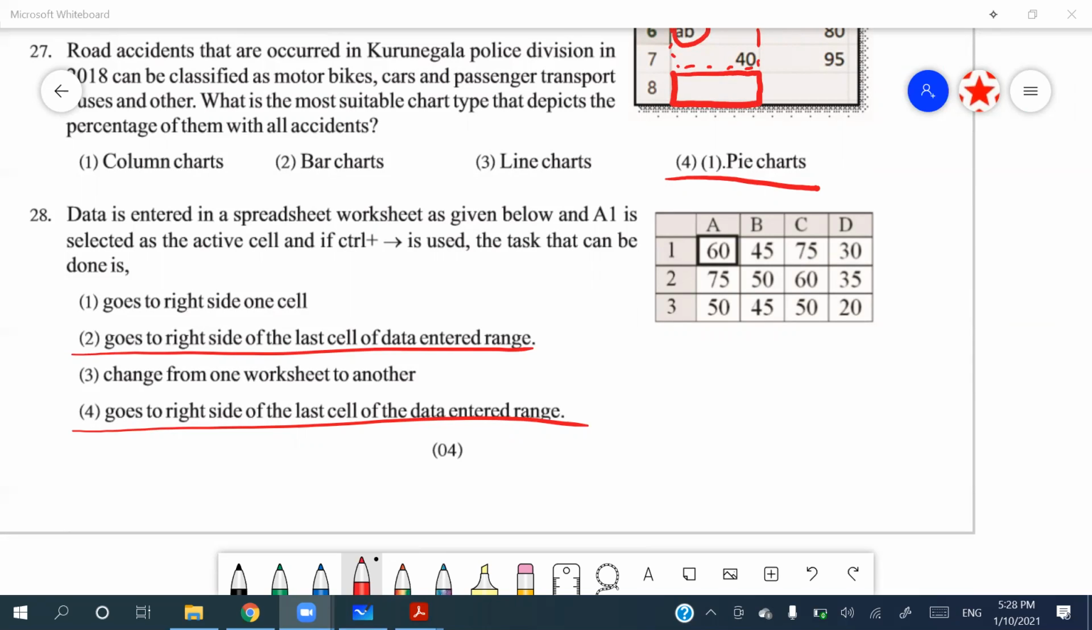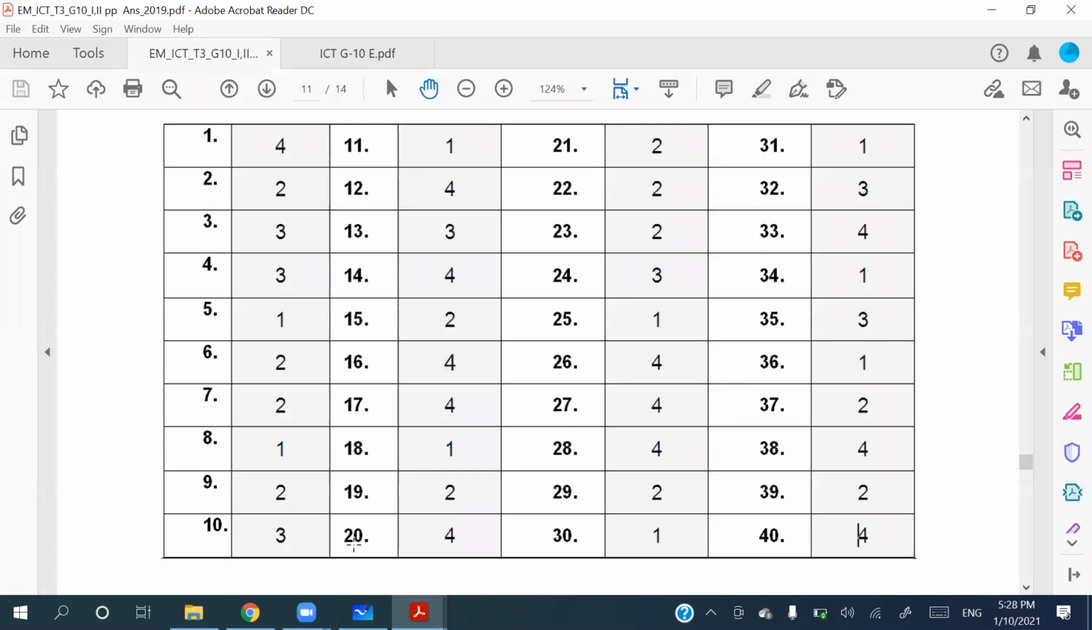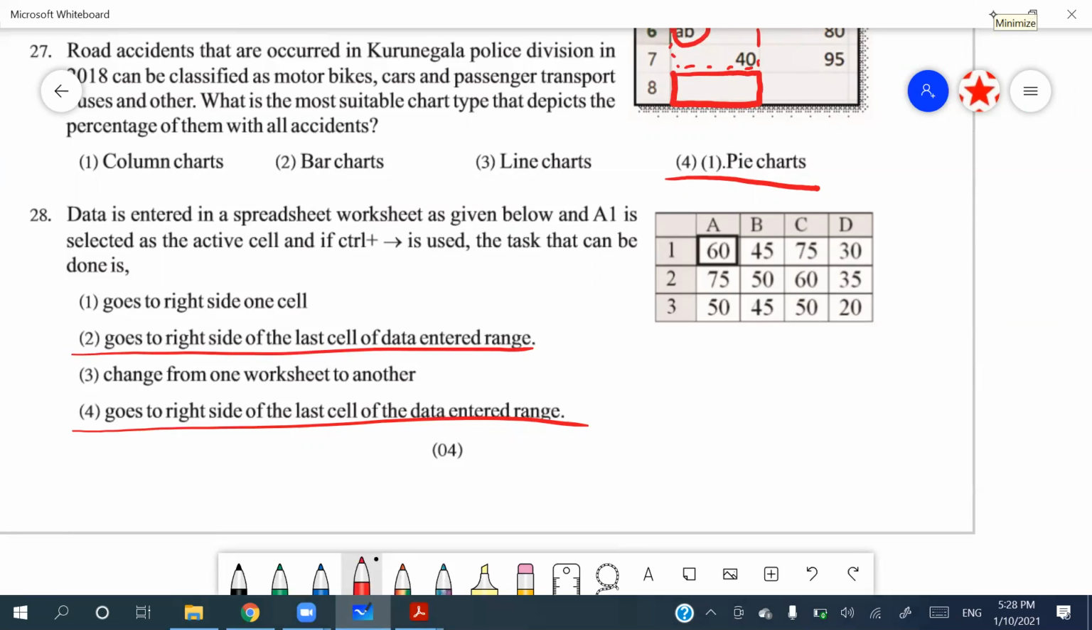Yeah, I think both are the A1 range, the same idea. 28, they say it's 4, but you can go for both second and fourth. Just talking about going to the right side. Okay, you can have it correct as for the 28th, right? That doesn't matter.